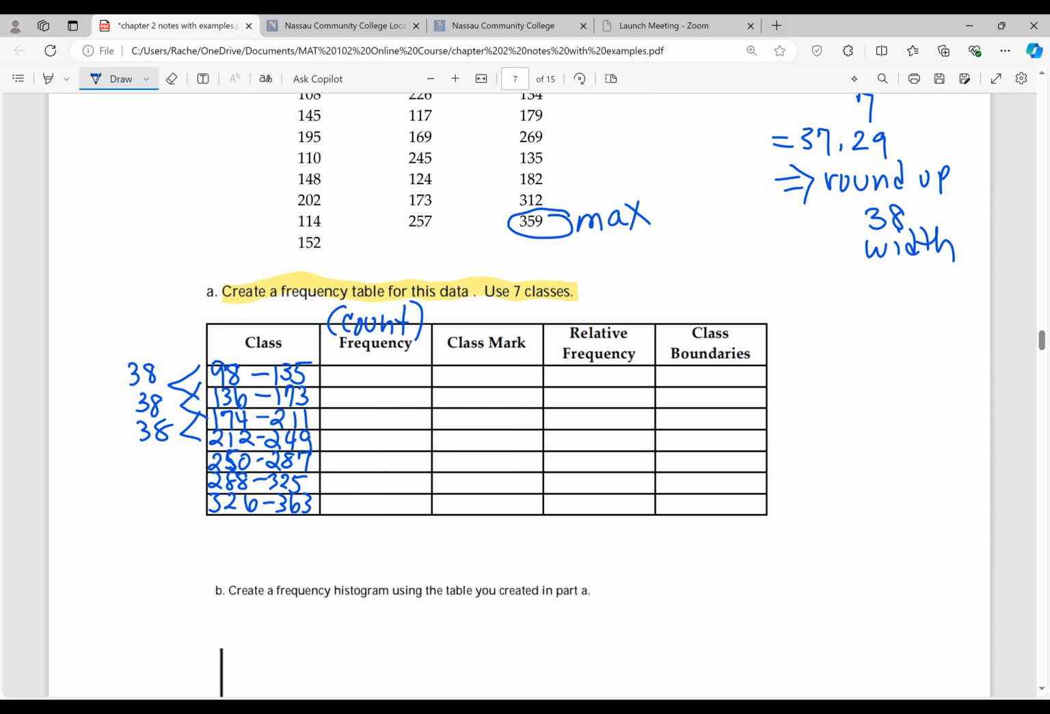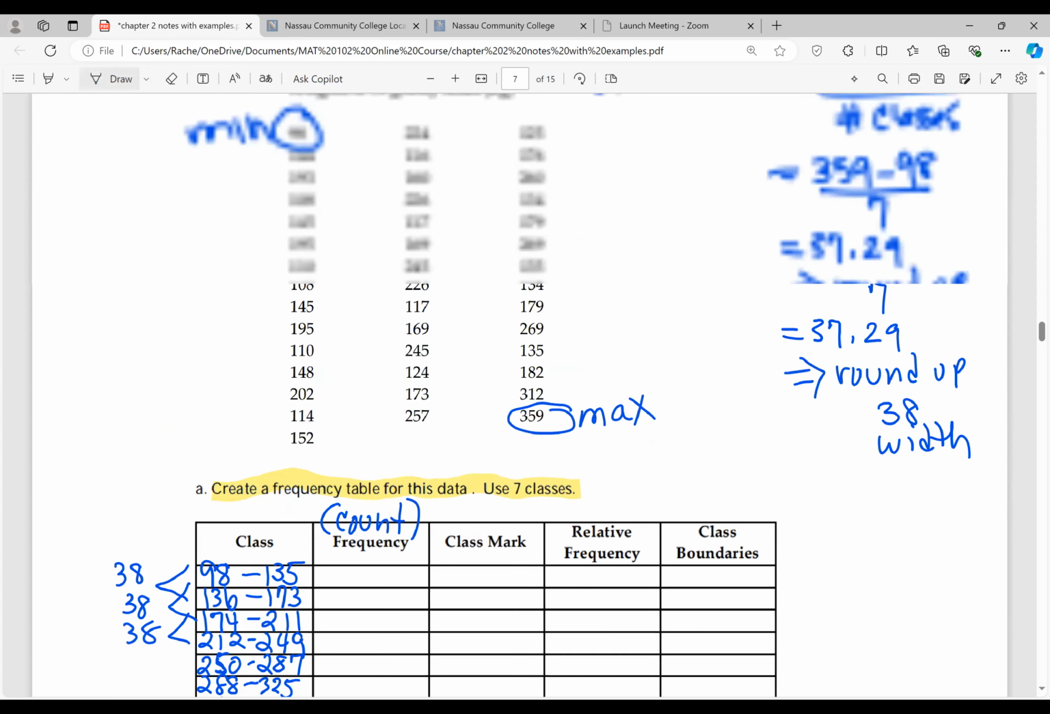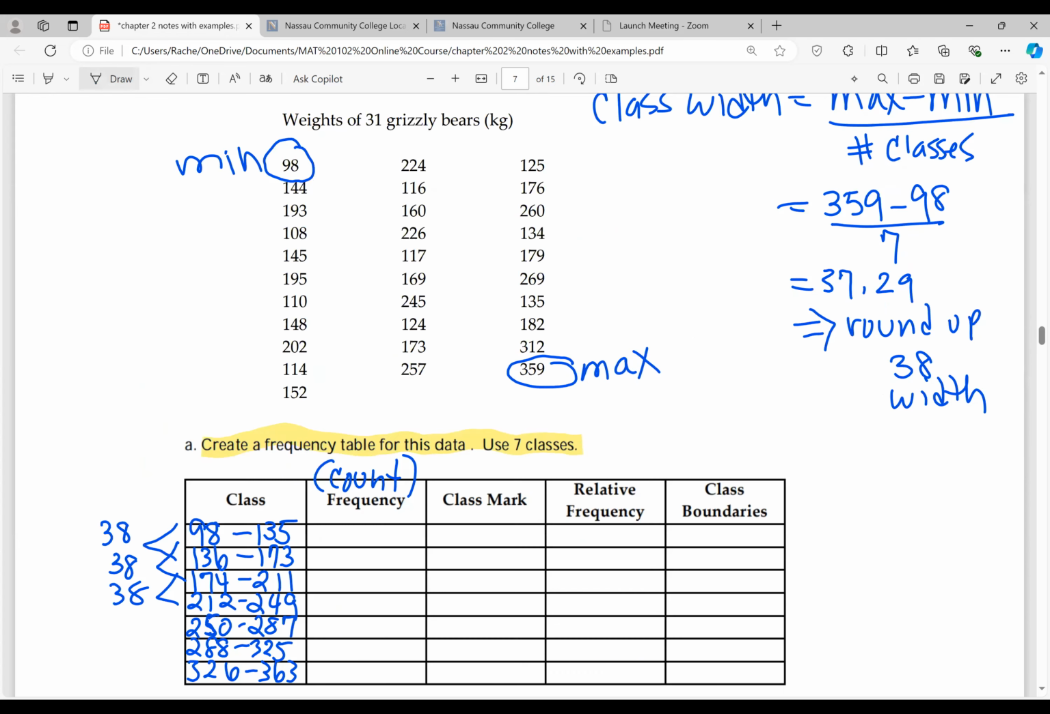So now let's look at our data set, and we want to count how many data values are within each class. Now this data set is raw. It's not in order, so it's going to be hard to look through it and figure out how many weights are between 98 and 135, or how many are between 136 and 173. So the easiest way to do this is to enter this list into the calculator and sort it.